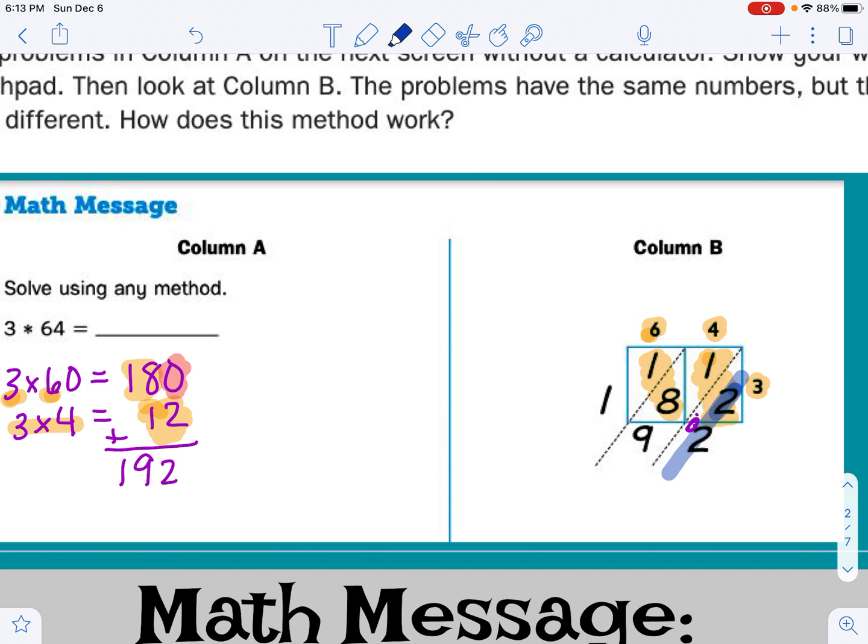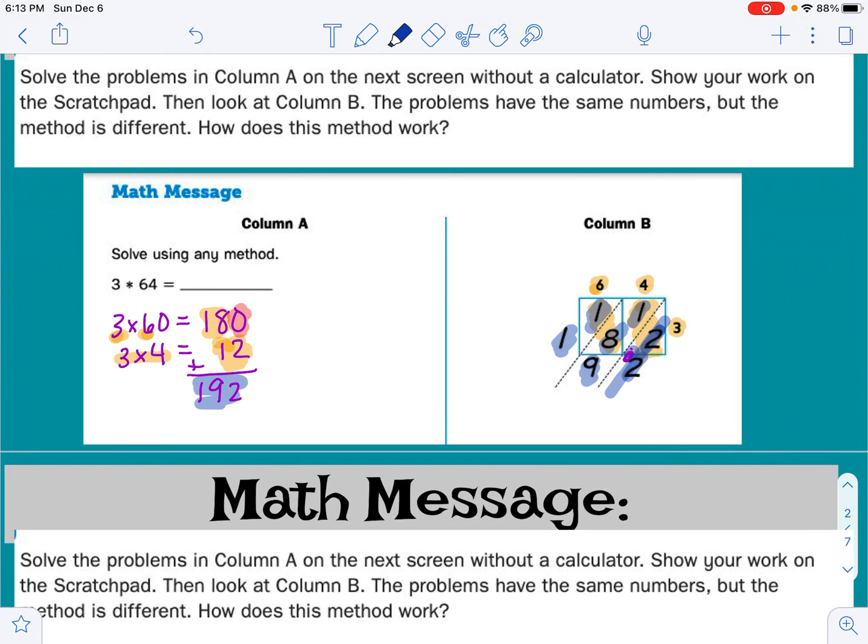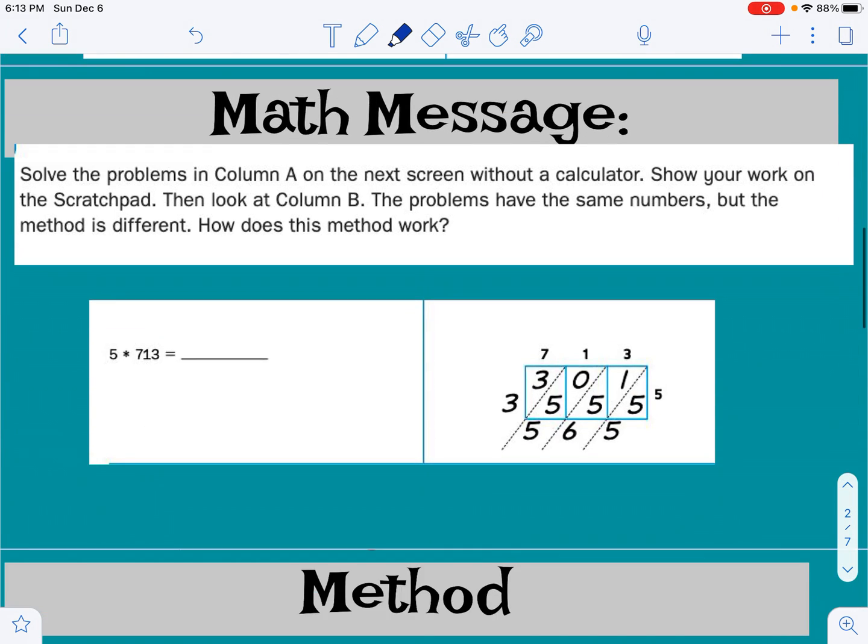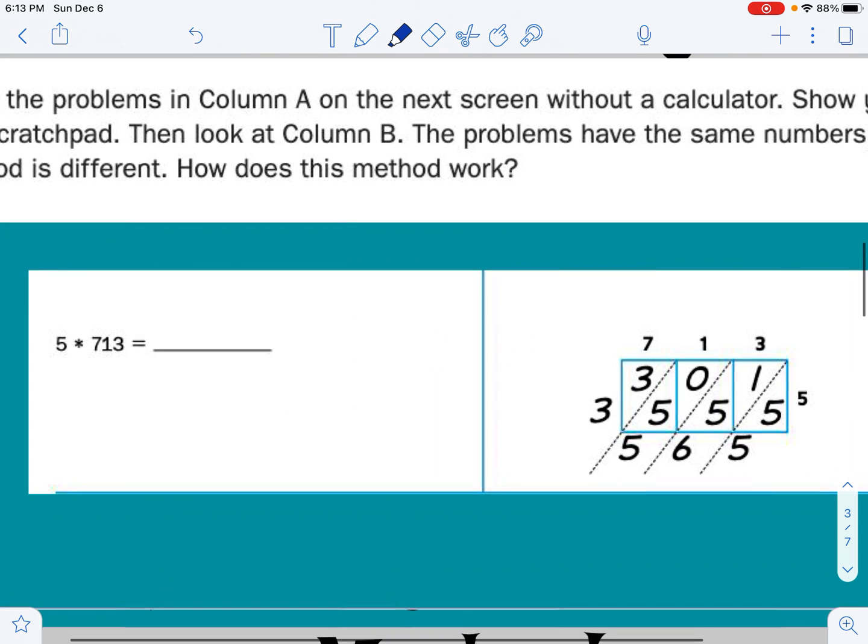So this 2 plus 0 gives me 2. This 1 plus 8 gives me 9. And then this 1 comes down, it's 192. And we got 192 as well. Okay, I'll show you what that looks like doing it on your own in just a moment. Let's go one more like that, a 3-digit by a 1-digit.